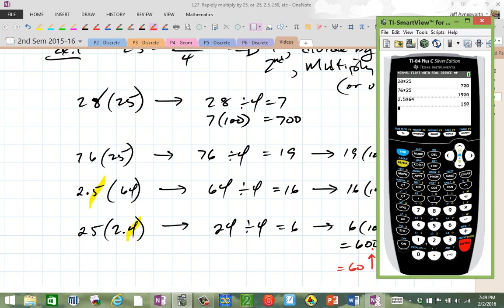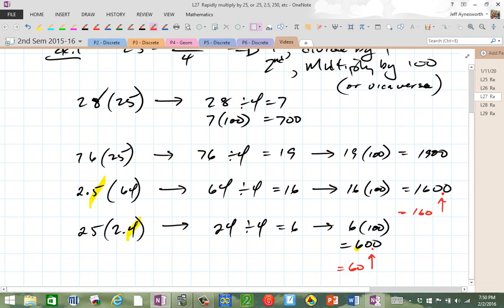And then you check it. 25 times 2.4, boom, right there, 60. You can do all of this in your head, assuming that the numbers are pretty nice. The question is, how do you do it when the numbers are odd?